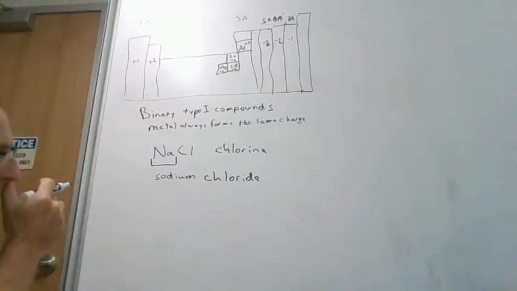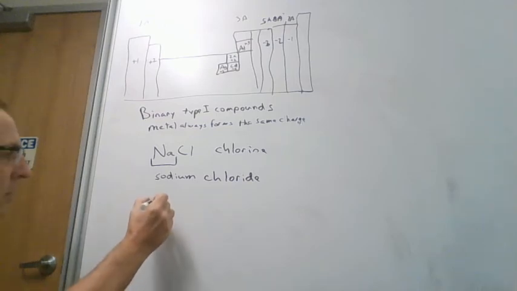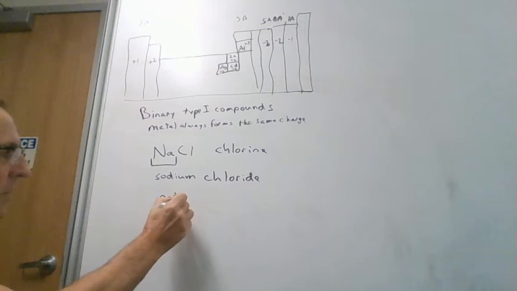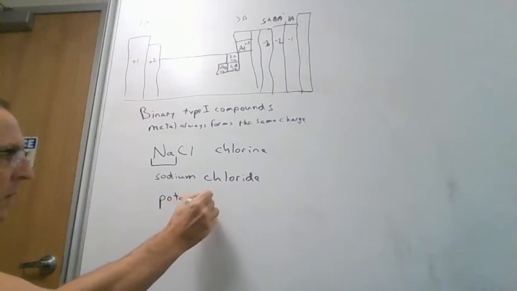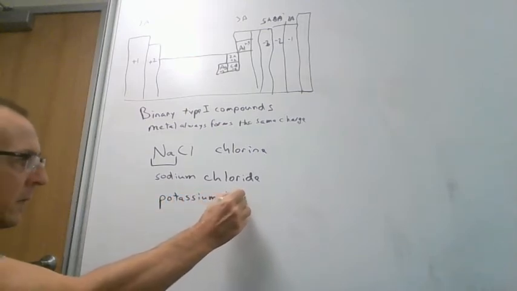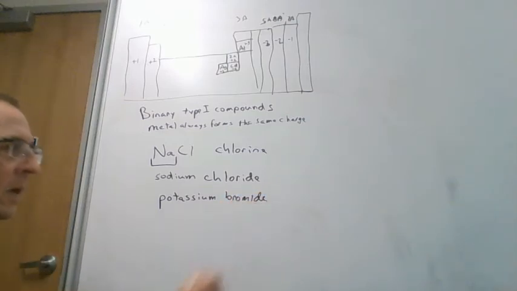There are 2 directions you can go: you have the formula and you have to come up with a name, or you start with a name and have to come up with a formula. If we had the name potassium bromide, then we would have to find these elements in the periodic table.